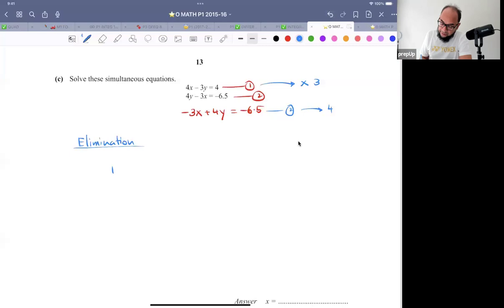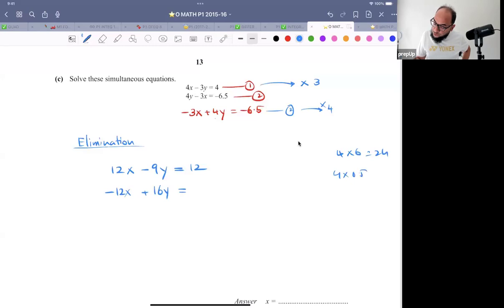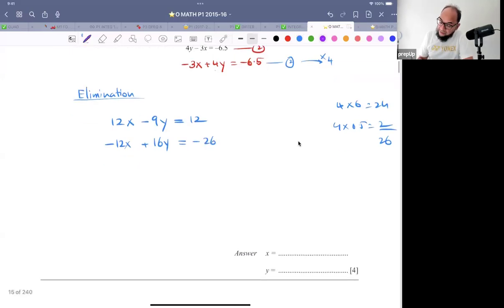So 4x into 3, that is 12x minus 9y is equal to 12. And when I multiply by 4, this is negative 12x. And this is 4 into negative 3x, 4 into 4 is 16y. And 4 into 6.5, 4 into 6 is 24, 4 into 0.5 is 2. So 4 into 6.5 is 26. This is negative 26. Now this is equation 1a. This is equation 2a. Now add it.